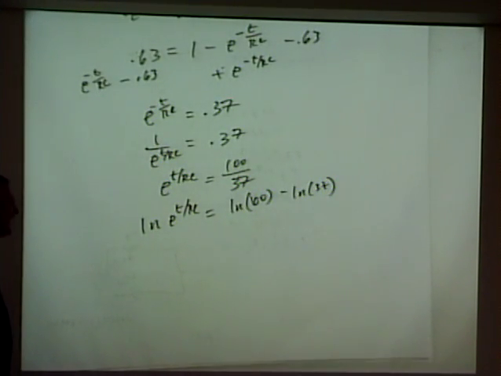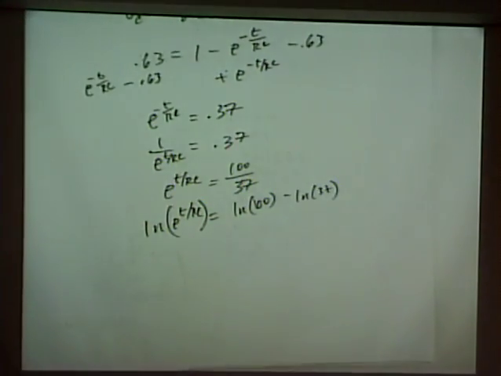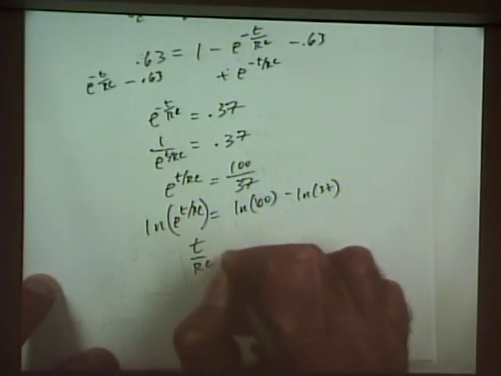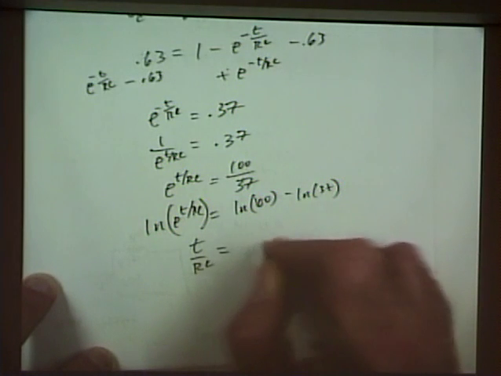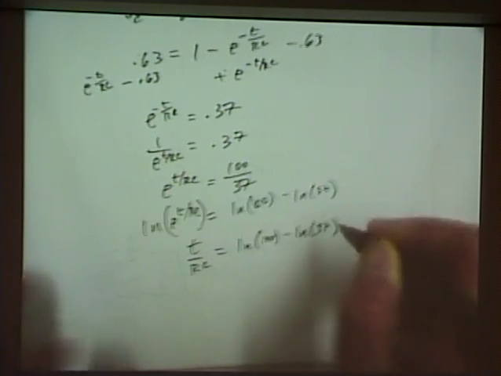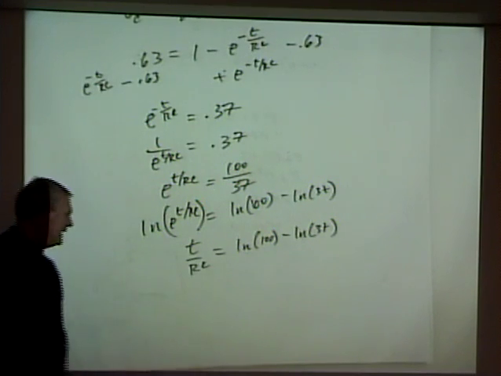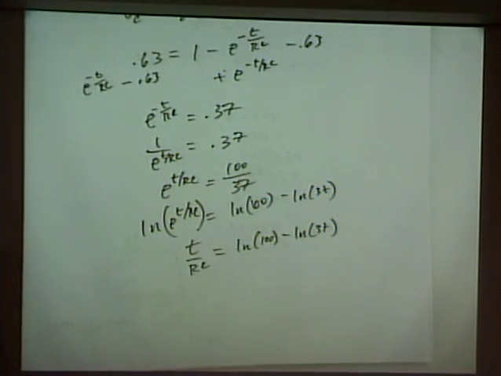Oh yeah, when I take this function, because the natural log is the inverse function of this guy, I wind up with t over RC equals natural log of 100 minus the natural log of 37. You could have also just taken the natural log of 100 divided by 37 on your calculator and gotten that. And then you multiply by RC on both sides and divide. Boom. Because they gave you t equals 1.7 seconds.